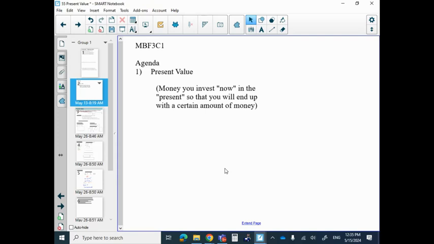So we're looking at present value. Present value is the money you have to invest now, in the present, so that you end up with a certain amount of money later on. It's a pretty common question, right? How much do I have to put away so that I'll have money for later?